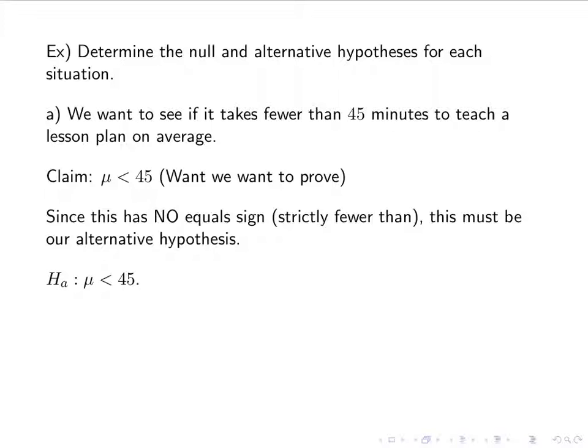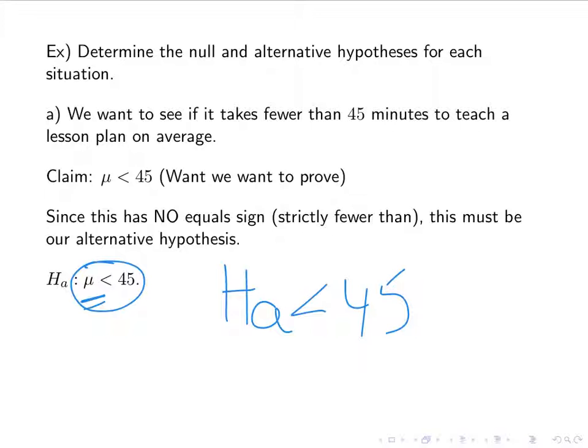Notice how we're writing this. H sub A, the alternative hypothesis, colon, mu less than 45. I have a lot of people who will at some point write something like this: they'll write the alternative hypothesis is less than 45. But remember, everything is based off of mu, so we need mu in there. H sub A isn't a number, it can't be less than anything. Okay.